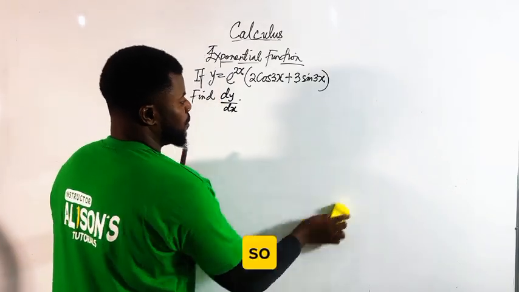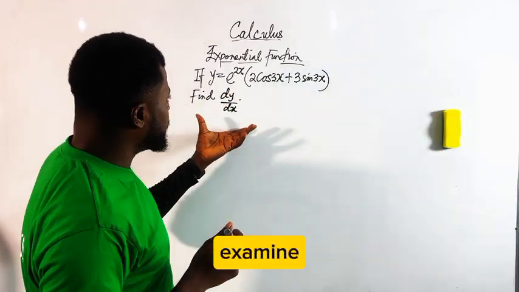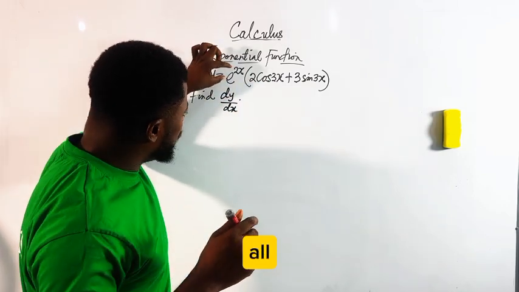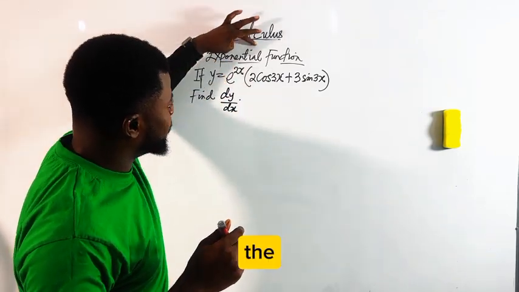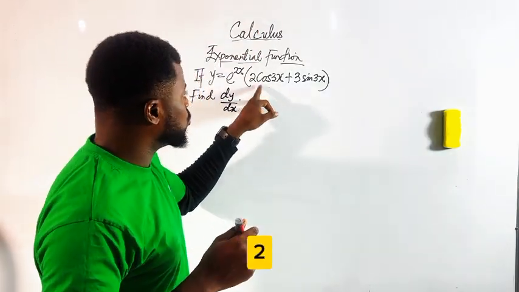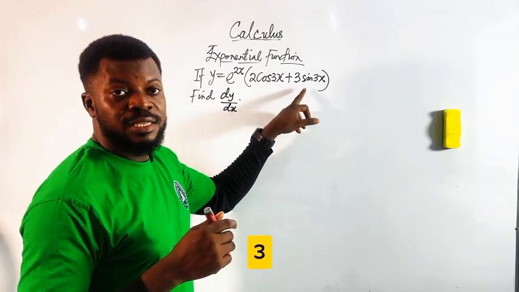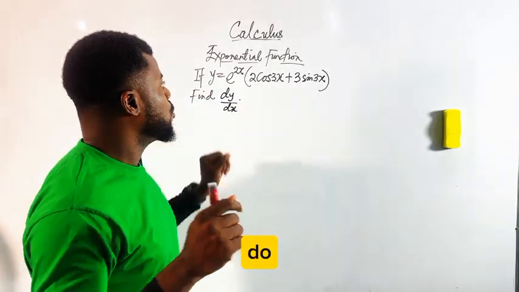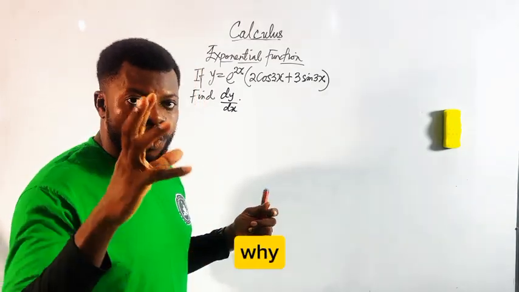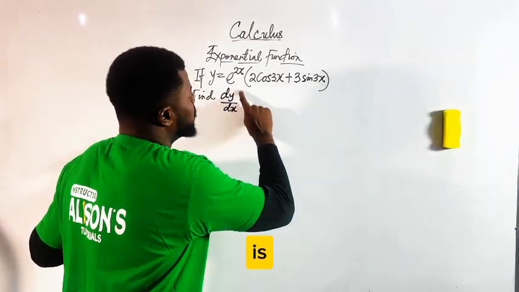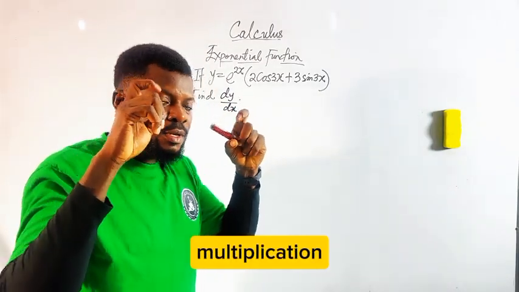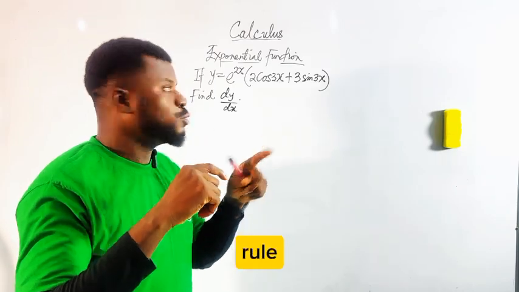The first thing you want to do is examine the problem. You have to find dy over dx for this function. First of all, I'm seeing exponential 2x, which comes under the exponential function. I'm also seeing trigonometric functions, which are these 2 cos 3x plus 3 sine 3x. So the first thing I want to do is apply another rule called the product rule. Why? Because this exponential 2x is multiplying the whole of this function. Because I have that product, I have to use the product rule to get this fixed.